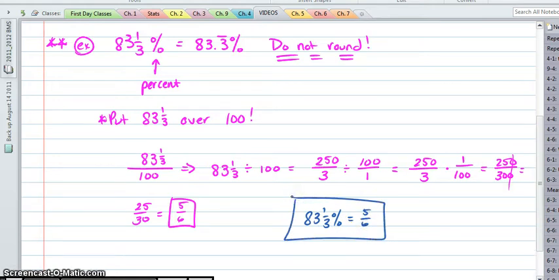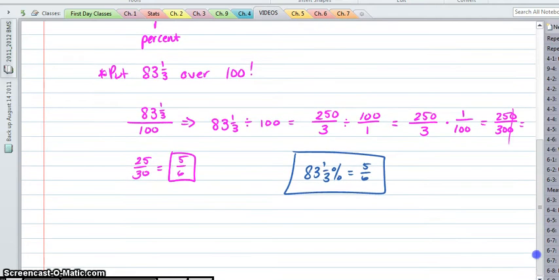Okay? You would not have gotten 5/6, however, if you had rounded 0.3 repeating to just 0.3. So again, do not round. We can manipulate and work with these numbers without too much brain power, and I just want you to know that you can do that. Let's go ahead and take a look at some other examples before I have you work on your own.